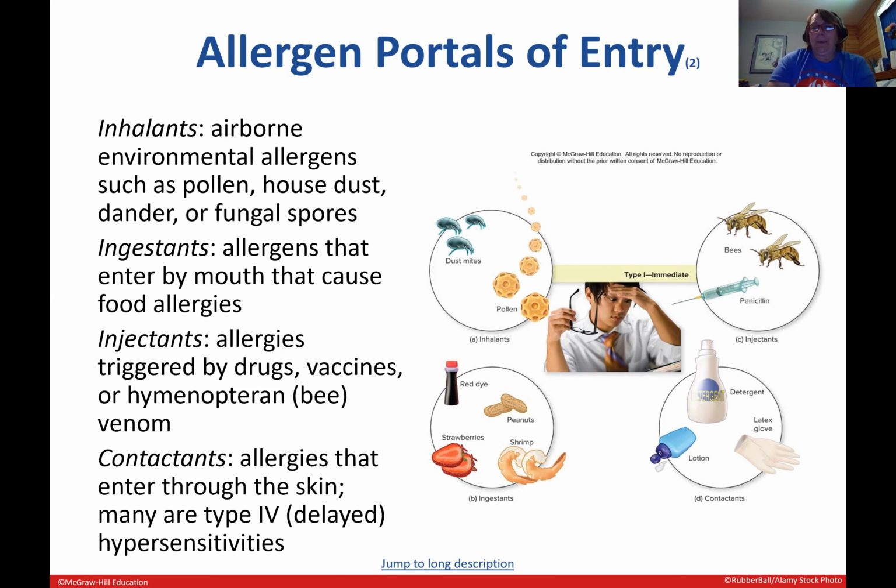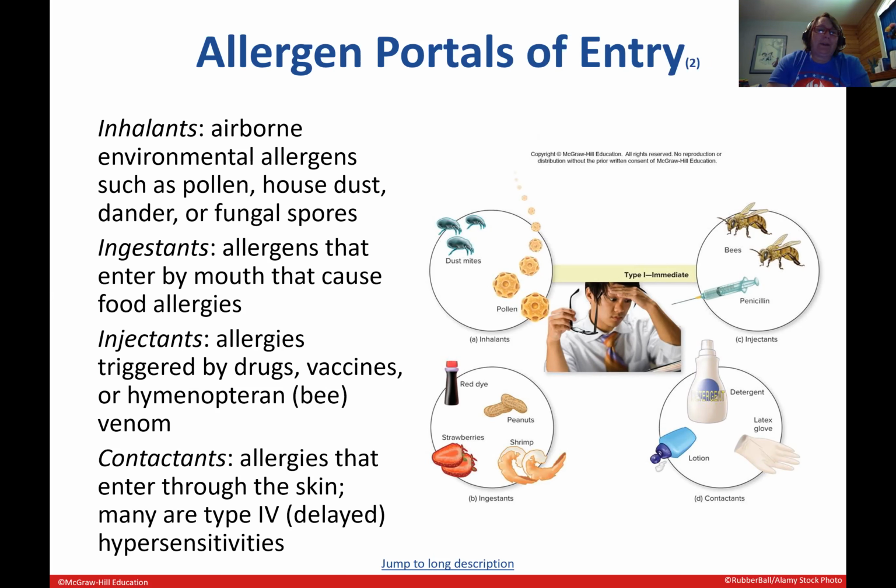Injectants. So yes, you can be allergic to something that a doctor injects into you, like penicillin, but more likely in this category are things that sting. So typically Hymenoptera are an order of insects that are stinging. And so wasps and yellow jackets and bees and fire ants and all of those stinging insects are kind of in this group. And those, again, can be extremely strong allergic reactions, often anaphylactic.